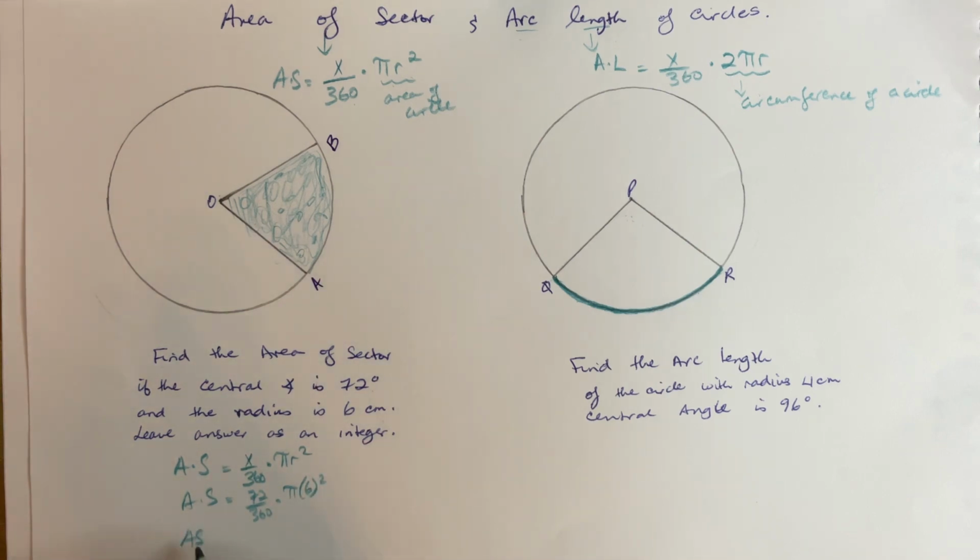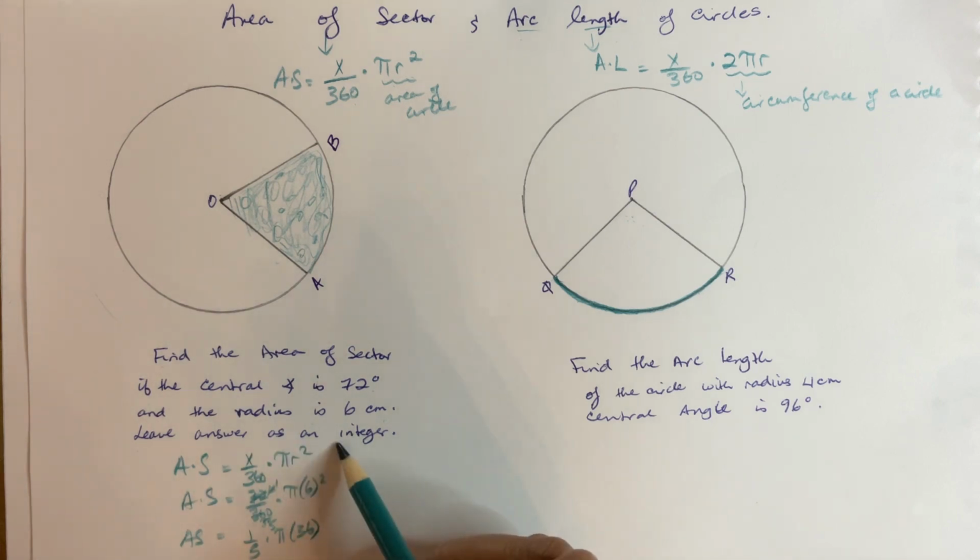So we have now AS. We can reduce this by 12. So this would be 6 and this would be 30. We can further reduce this one. That's 5, that's 1/5. All right, times pi, and 6 times 6 is 36. So it says to leave your answer as an integer. So I'm going to do 36 on my calculator.